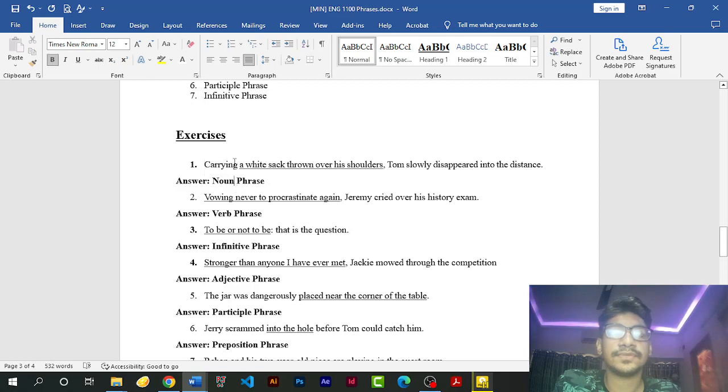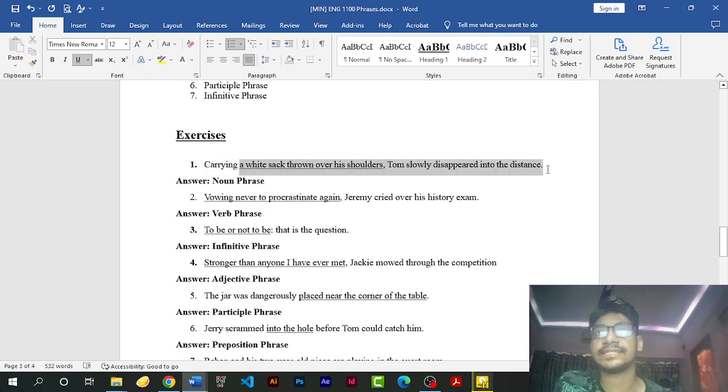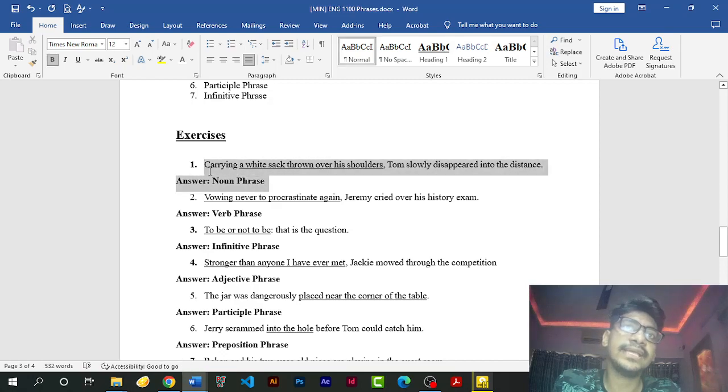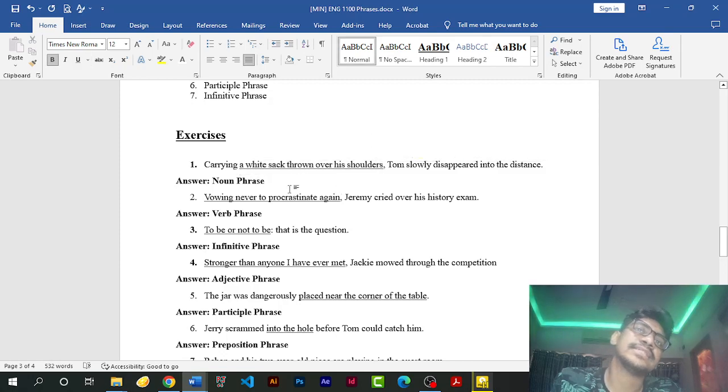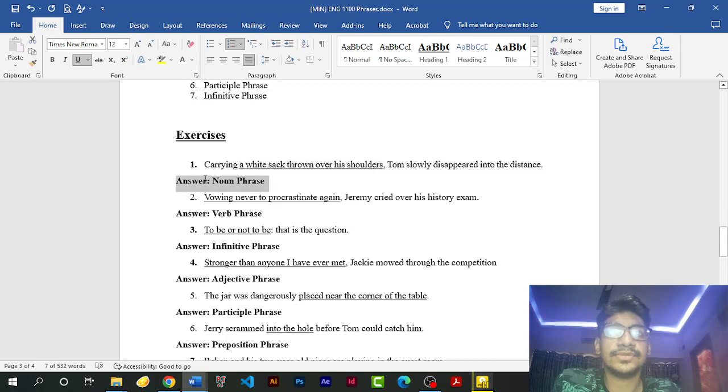Carrying, so giving some preface. The underlined parts of each of these sentences can come in the question. It's just for your understanding: this underlined portion represents a noun phrase. But why is that? Because carrying dash, Tom slowly disappeared into the distance. Carrying what? Carrying a white sack thrown over his shoulders.